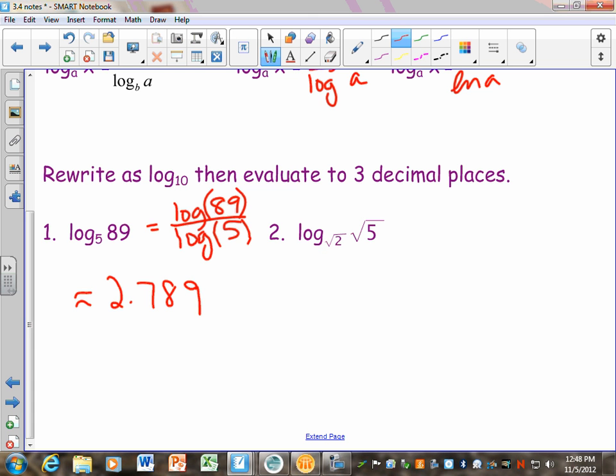You can check this. This is the exponent. If you take 5 to the 2.789, guess what? It's going to equal almost 89. Not exactly, because we cut off the decimals, but about that.